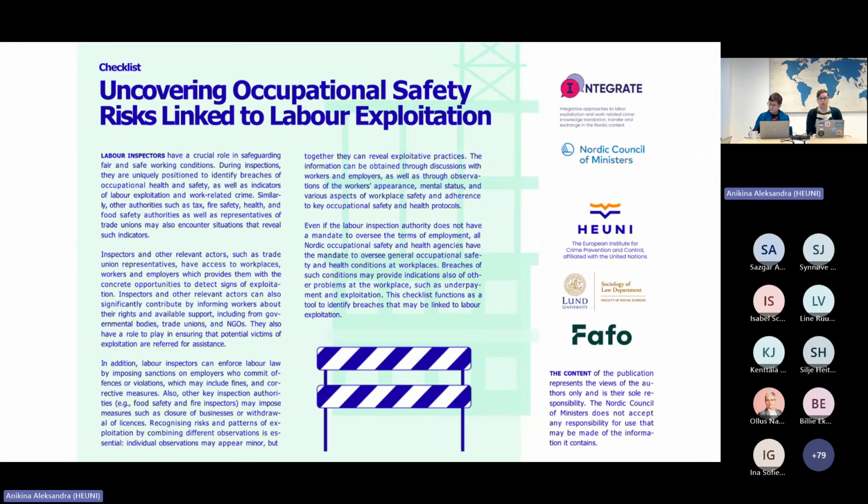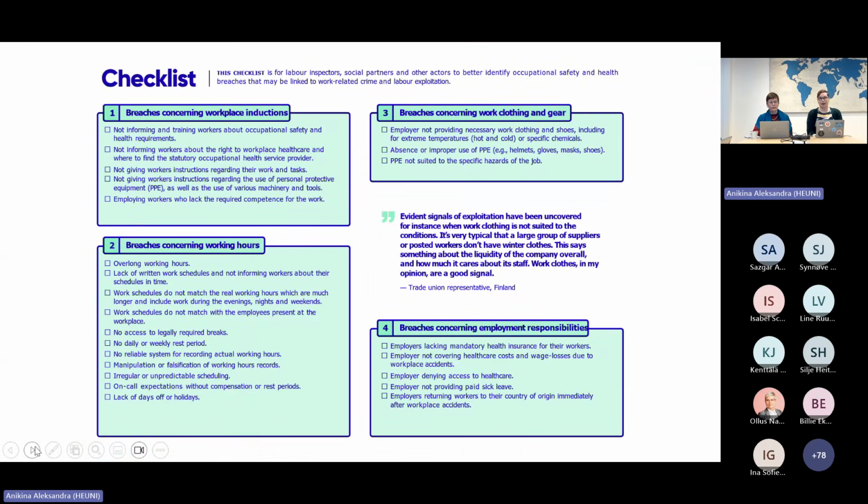If we then go to the actual points in the checklist. So the idea is that this has been developed to better identify occupational safety and health breaches that may be linked to work-related crime and labour exploitation. So we go through actually 7 different areas where there is possibility to identify and detect breaches.